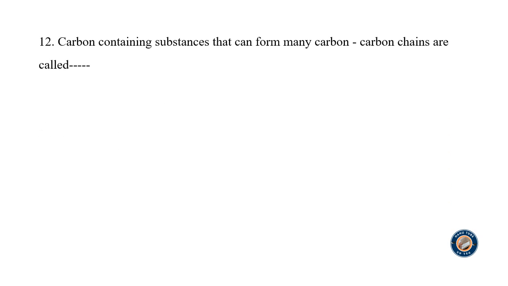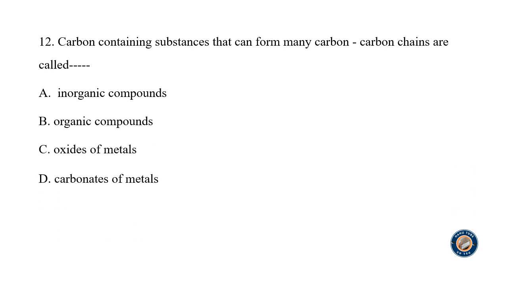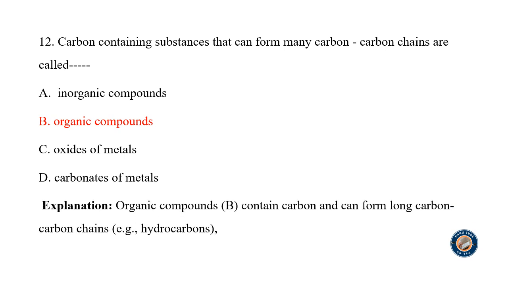Question number 12. Carbon-containing substances that can form many carbon-carbon chains are called dash. A. Inorganic compounds. B. Organic compounds. C. Oxides of metals. D. Carbonates of metals. The answer is organic compounds. Organic compounds contain carbon and can form long carbon-carbon chains. Example, hydrocarbons.